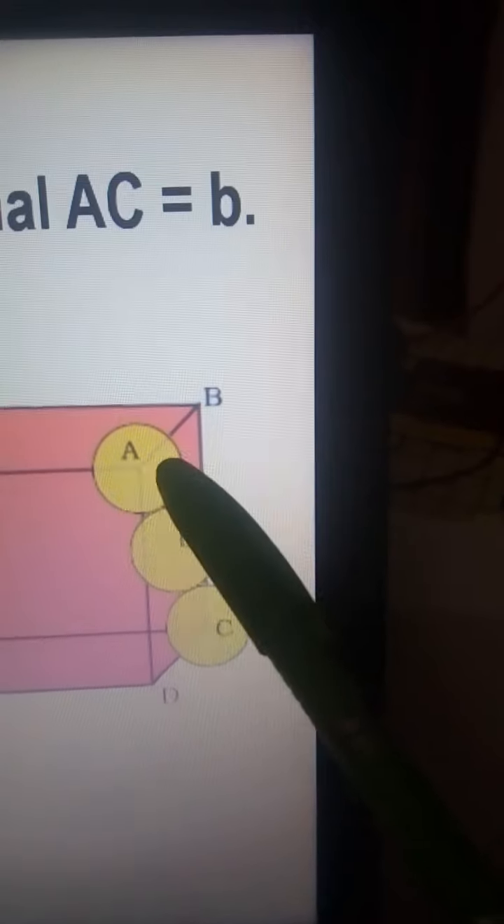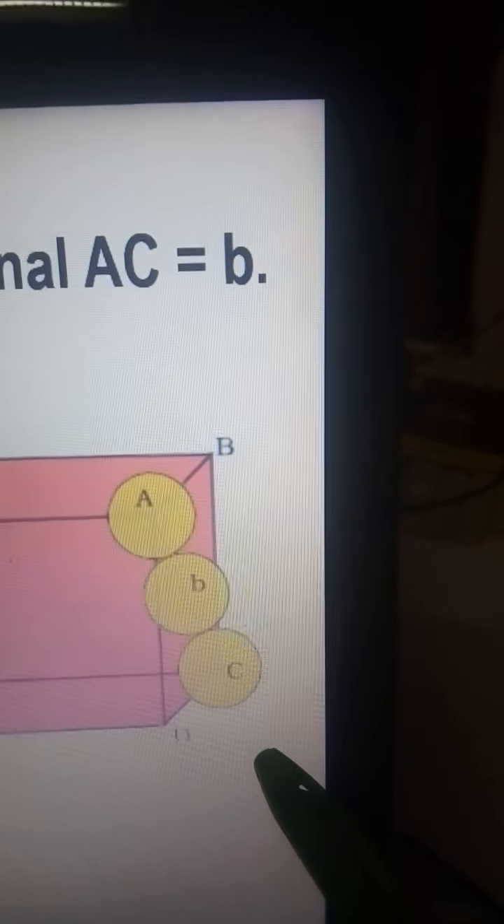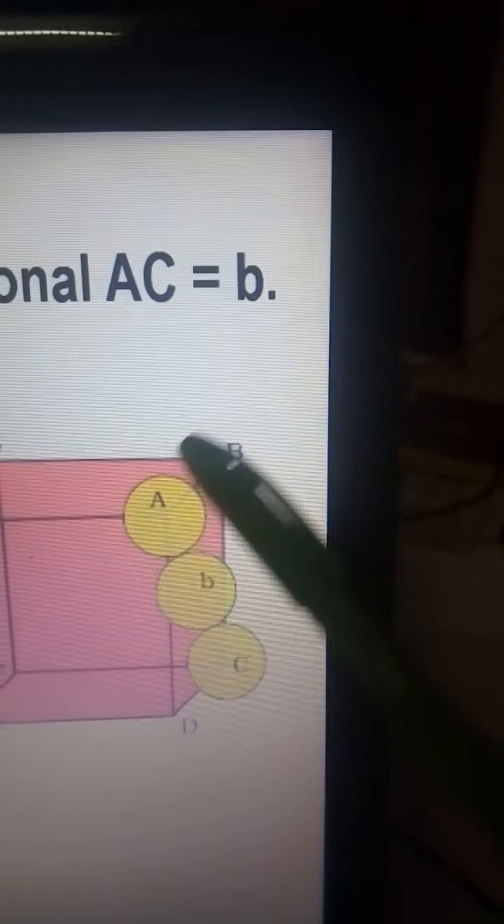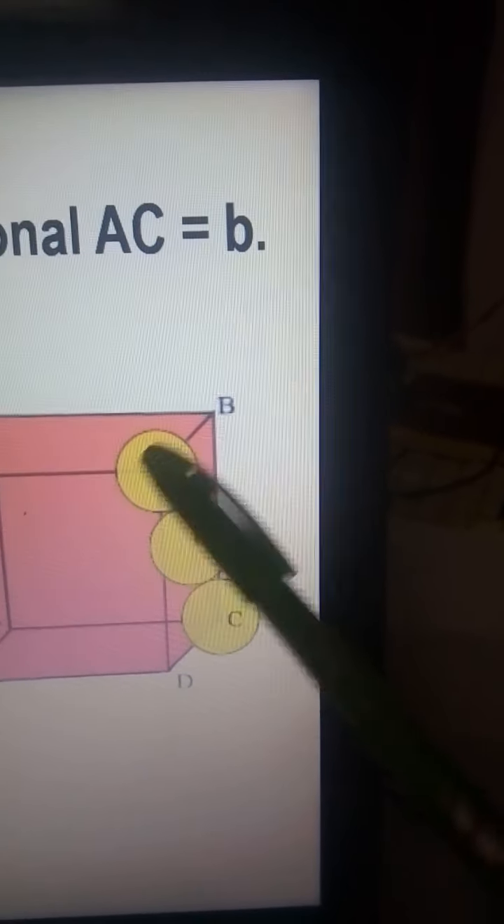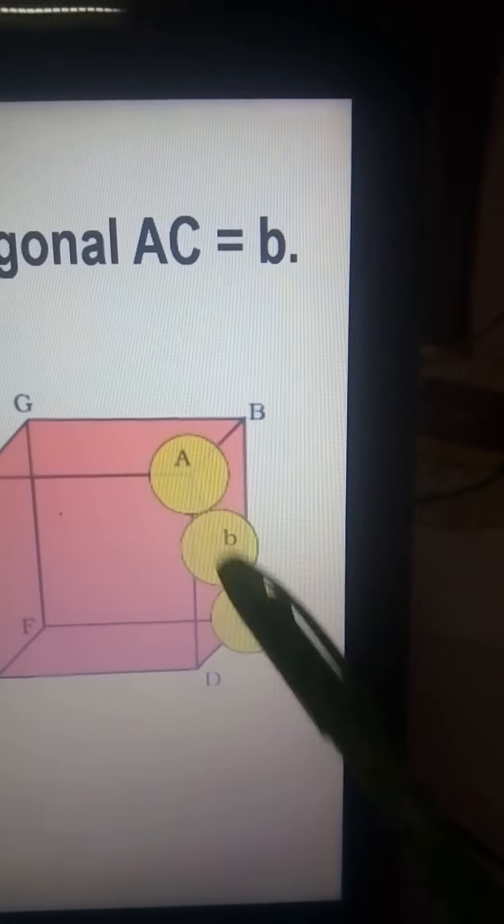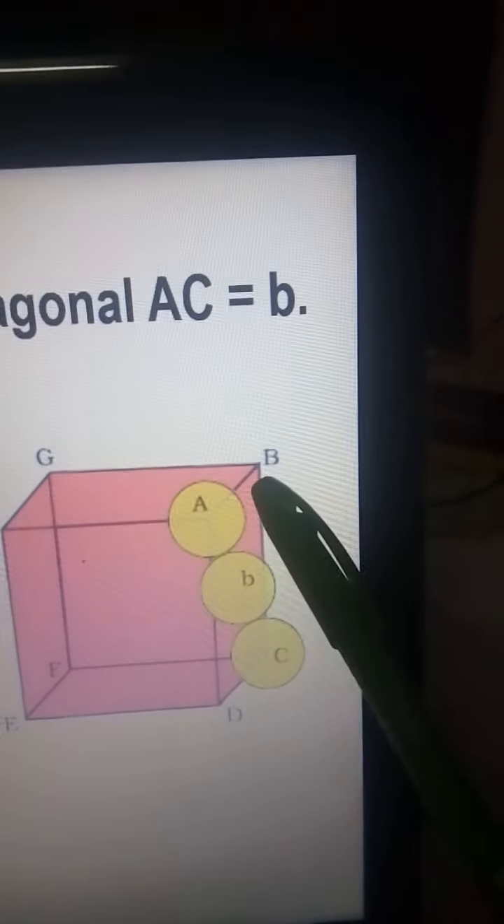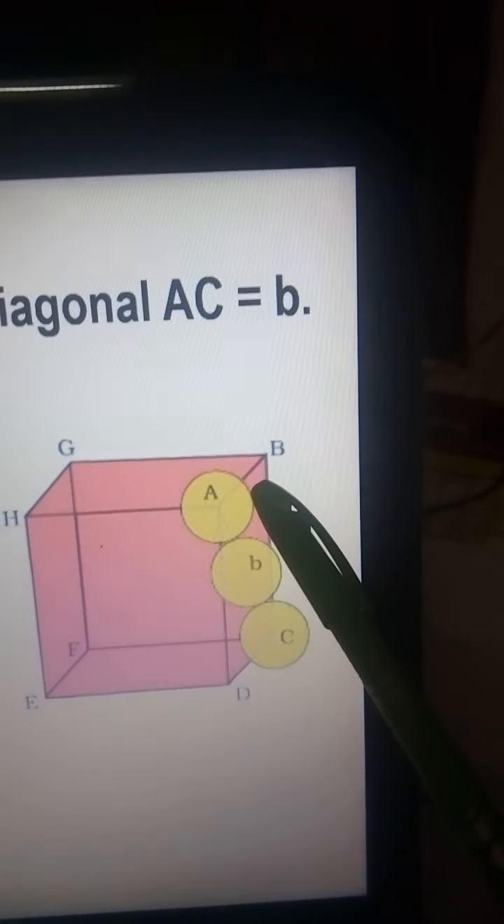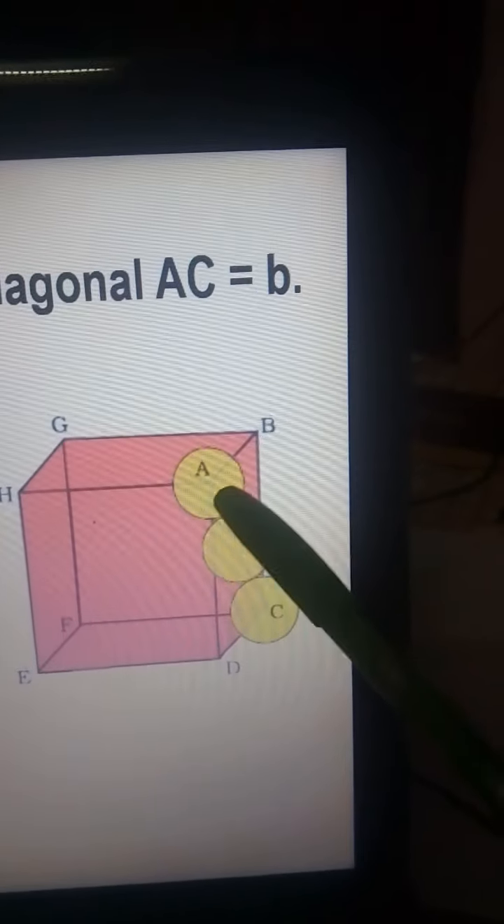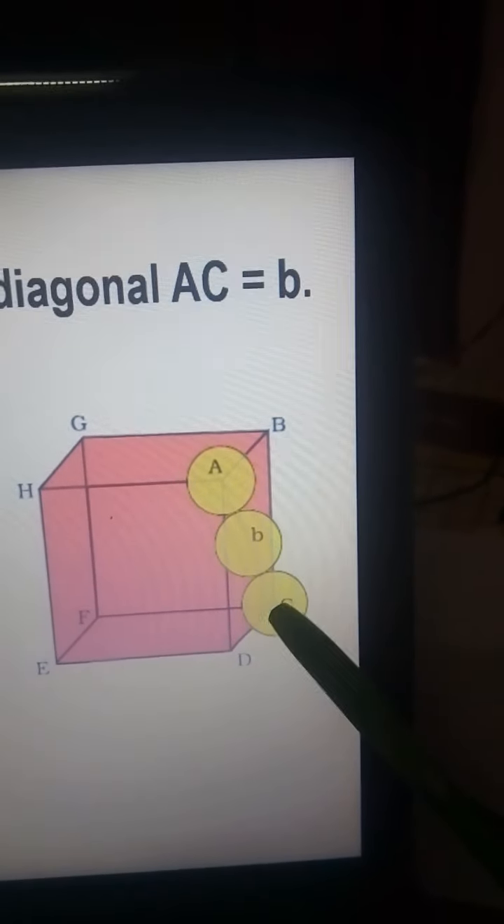Now whenever we draw a face diagonal here, we will get one triangle ABC. This is a right angle triangle. So here the angle B is 90 degrees. So here we will get one right angle triangle ABC.